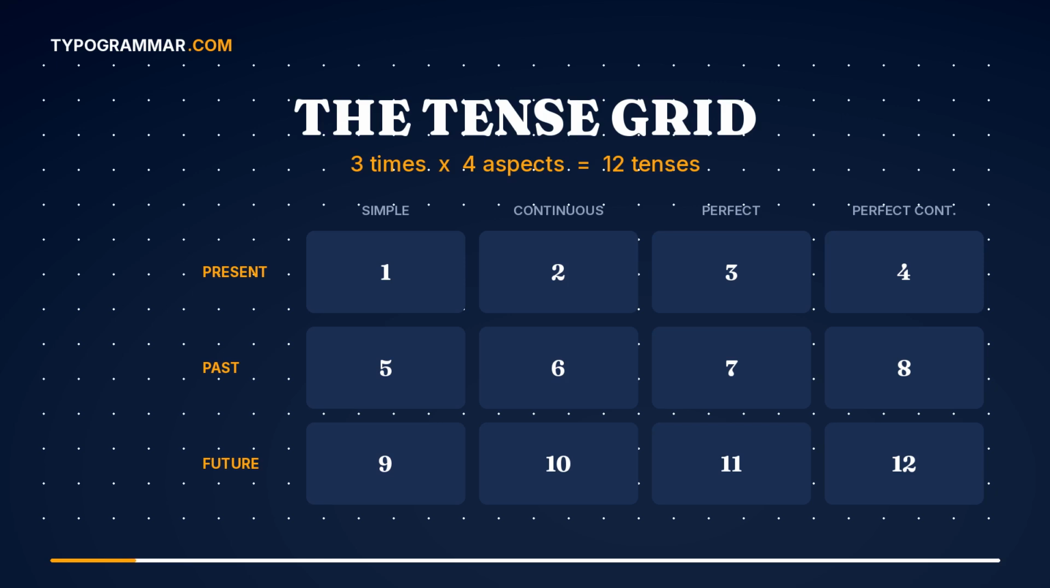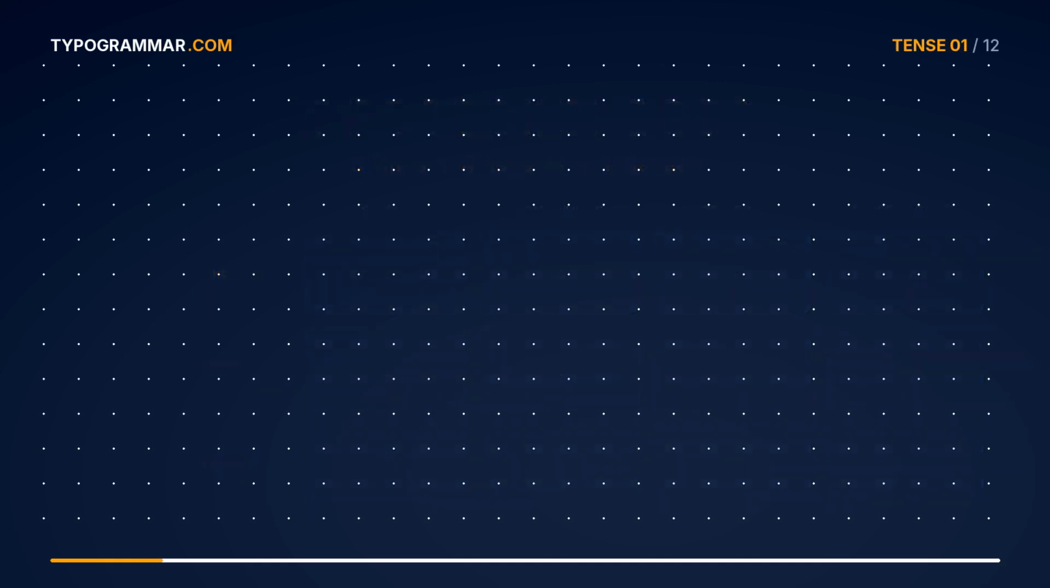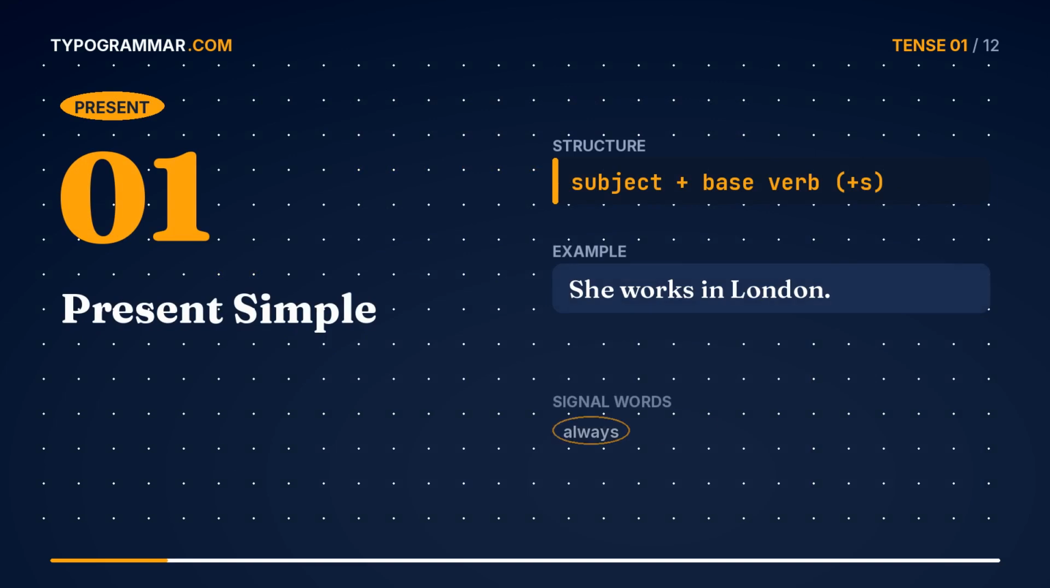Here is the key. Simple talks about facts and habits. Continuous talks about actions in progress. Perfect connects 2 different points in time, and perfect continuous focuses on how long an action has been going on. Hold this grid in your mind, and every single tense will fall right into place.